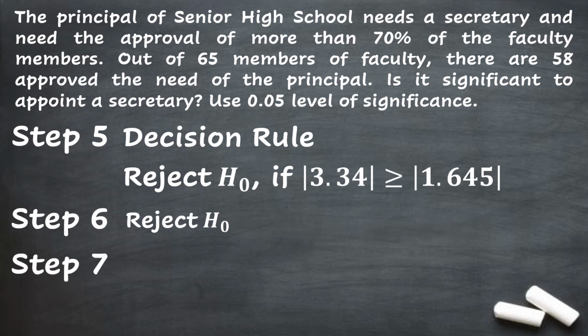Next step and last step for this given problem is the conclusion. In forming the conclusion, it is already stated in step 6 that we will reject the null hypothesis. So our basis for the conclusion is the alternative hypothesis. And if you will go back, the alternative hypothesis is that the population proportion is more than 70%. That means that the principal of senior high school needs a secretary and the approval of more than 70% of the faculty members is attained.